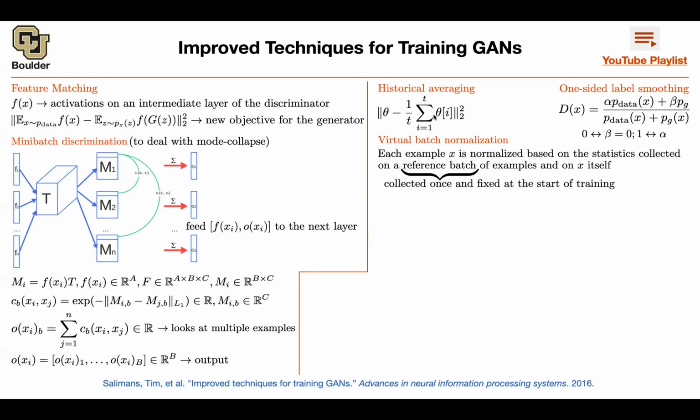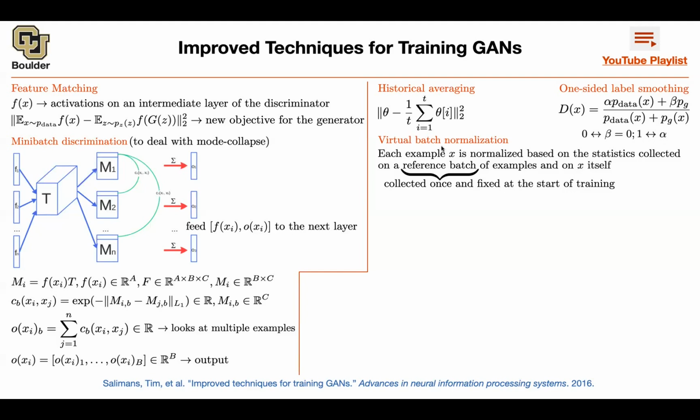The other idea is historical averaging. Keep a window of your parameters and then average them. And then the average network is the one that you're going to be using. The other one is label smoothing, and it's one-sided label smoothing. You don't want your discriminator to be pulled towards the mistakes of your generator. Set beta to be 0, and alpha, rather than being 1, you can set it to be 0.9 or 0.95, a number close to 1.